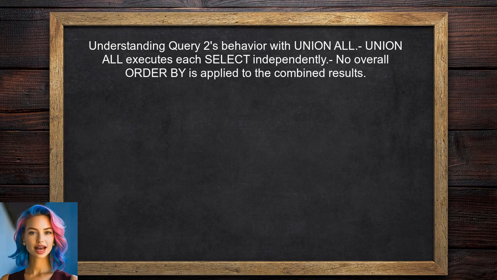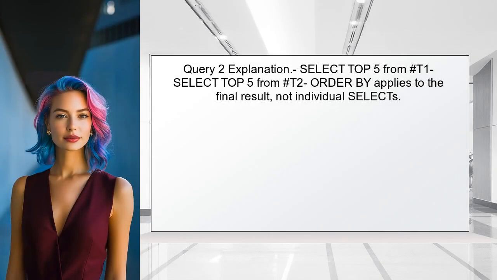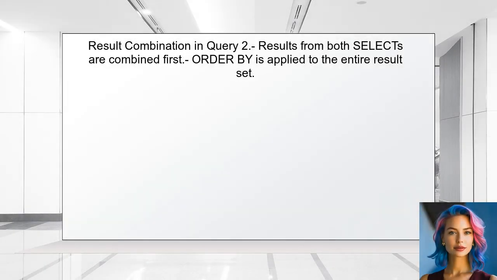To understand why query 2 does not respect the order, we need to look at how the union all operator works. The user should know that when using union all, each select statement is executed independently. In query 2, the user selects the top 5 records from each table separately. However, the order by clause at the end applies only to the final result set, not to each individual select statement. This means that the results from both select statements are combined first, and then the order by clause is applied to the entire result set. This can lead to unexpected results, especially if the top records from each table do not align as intended.